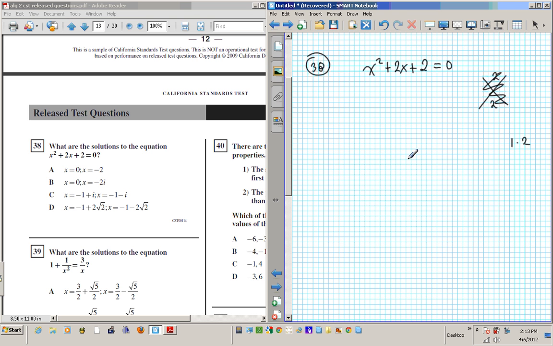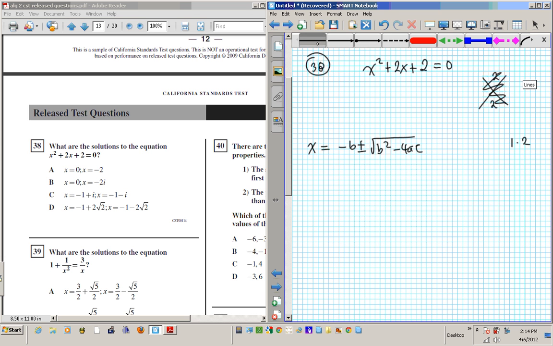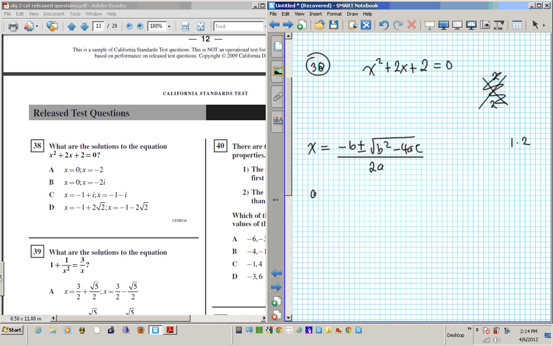So what is the method that never fails? The quadratic formula, right? The quadratic formula always works. Likewise, completing the square. Now the quadratic formula is the condensed form of completing the square. So the quadratic formula is negative b plus or minus the square root of b squared minus 4ac, over 2a. This is the formula used to solve all quadratic equations, okay? If you don't know how to use any other method, this method always works.